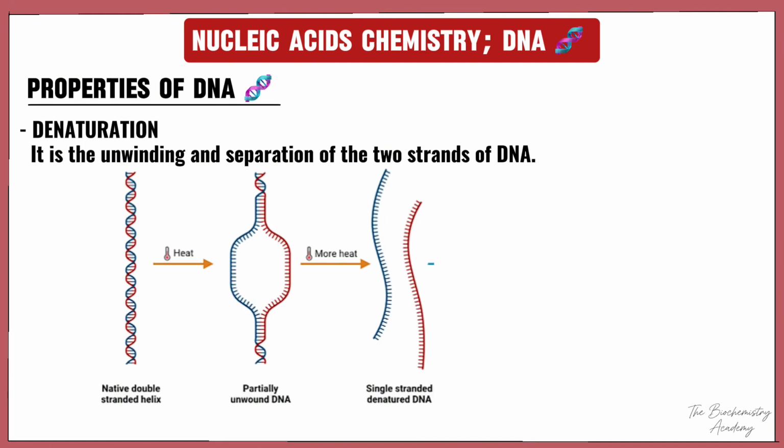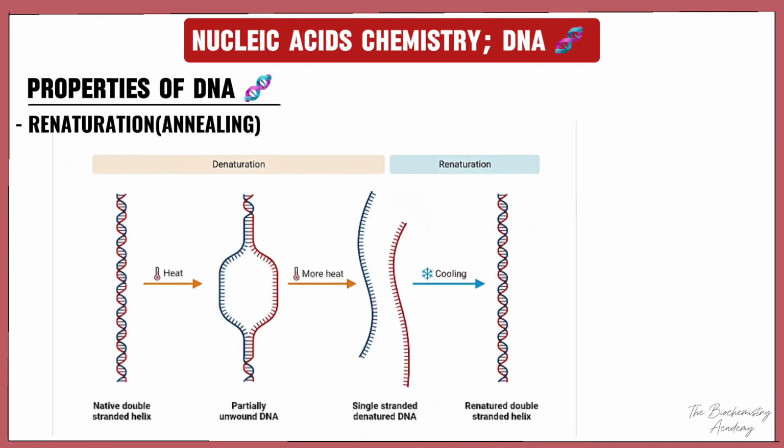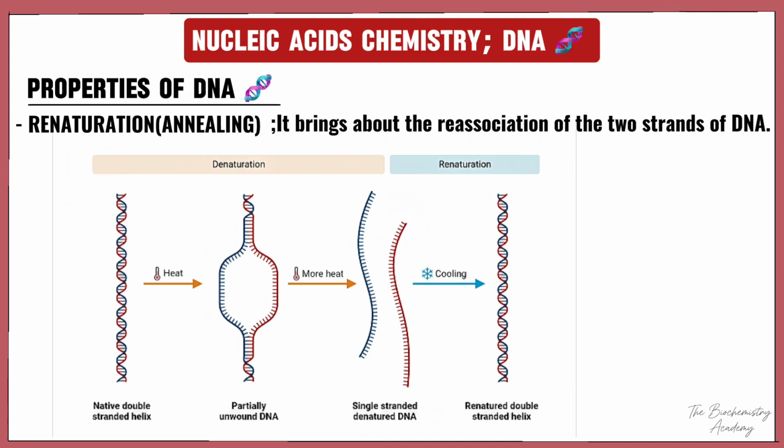Next is renaturation, which is also known as annealing. Now, when the temperature is cooled, it brings about the reassociation of the separated DNA strands to form a double-stranded DNA structure. Now, this denaturation and renaturation of DNA is used in polymerase chain reaction.